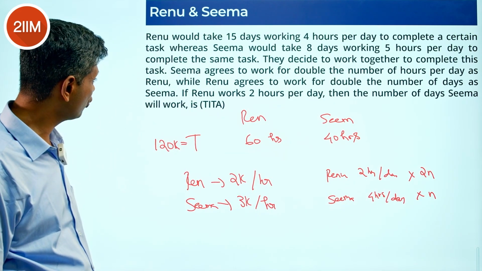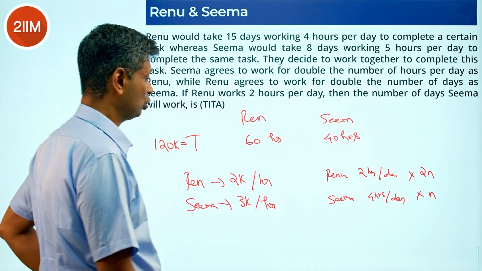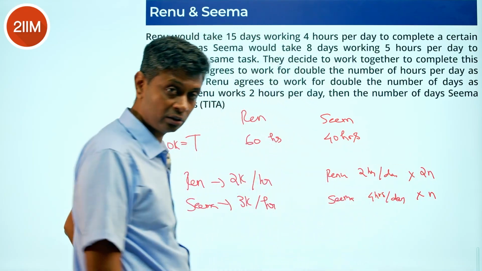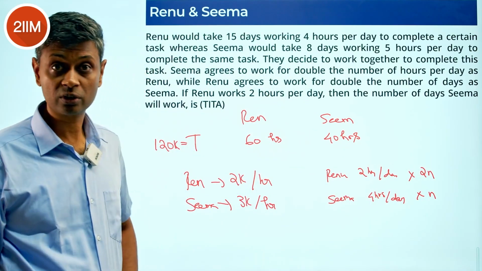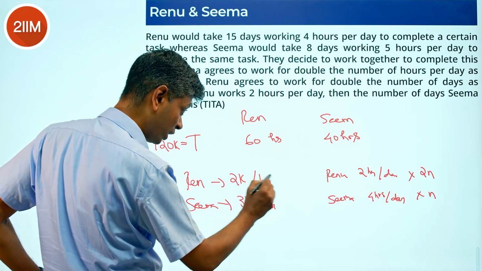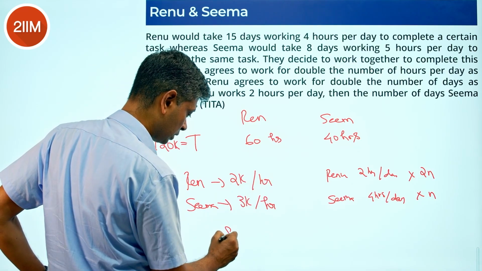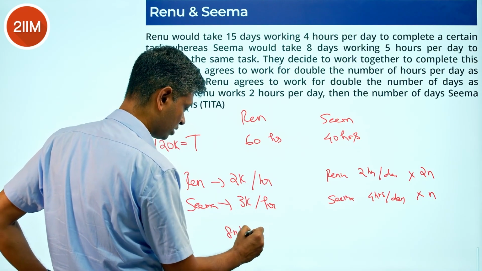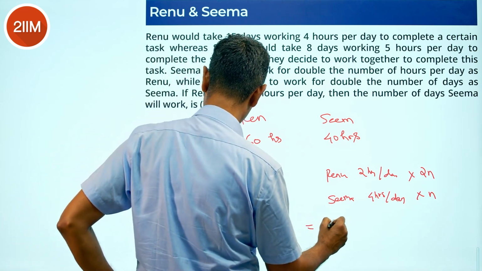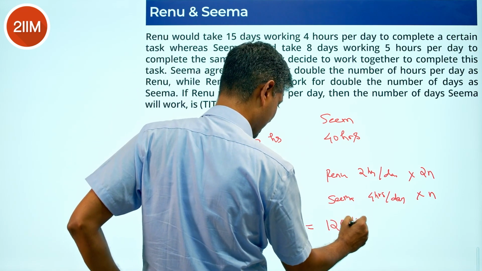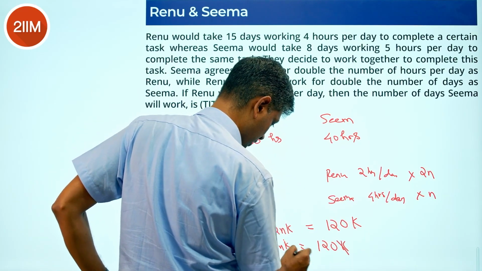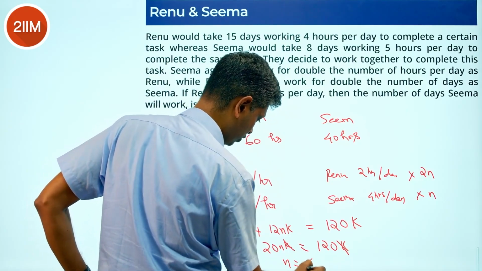Then the number of days Seema will work. Oh, nice. Okay, done. So 2 into 2n, which is 4n, 4 into n, 4n. So 4n hours Renu works, 4n hours Seema works, 8n, so 4n into 2k, 8nk is what Renu does, 12nk is what Seema does. Together they finish off 120k. 20nk is 120k. The k gets knocked off. 20n is 120 or n is 6.